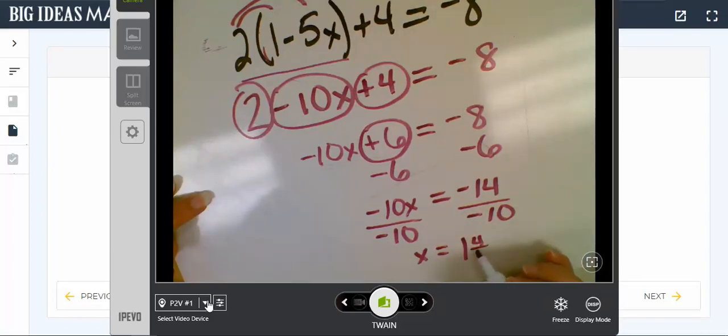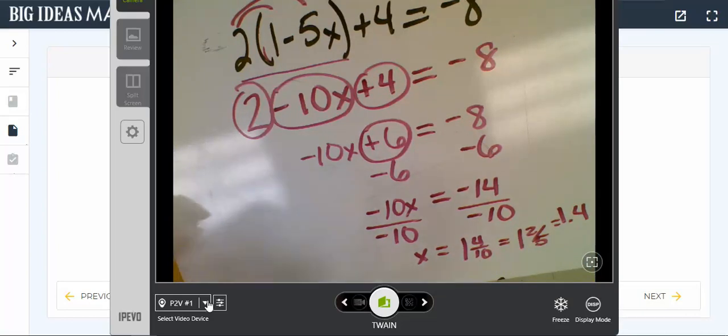and 4 tenths, or I can reduce it to 1 and 2 fifths. Or if you left it as a decimal, it could be 1.4. So any of those ways would be perfectly acceptable ways to write it. Because that one could be reduced, either one of those ways would be perfectly acceptable.